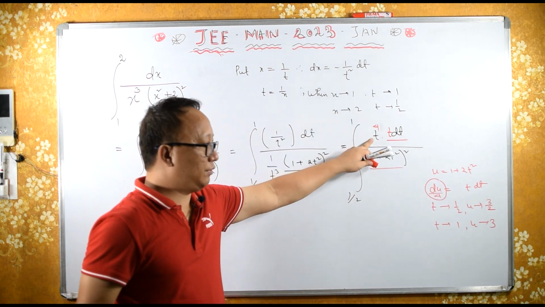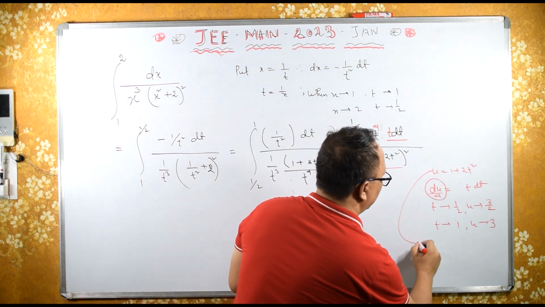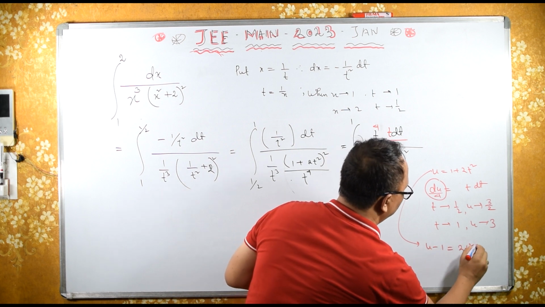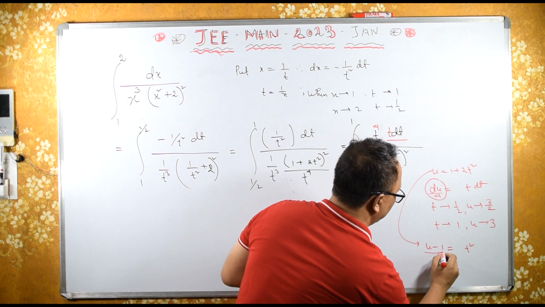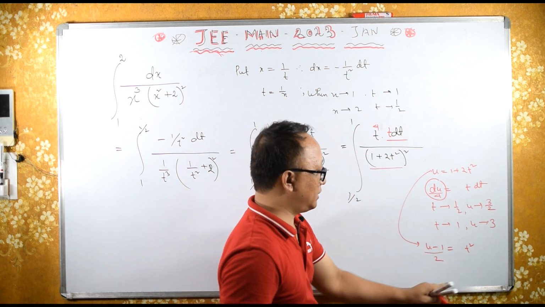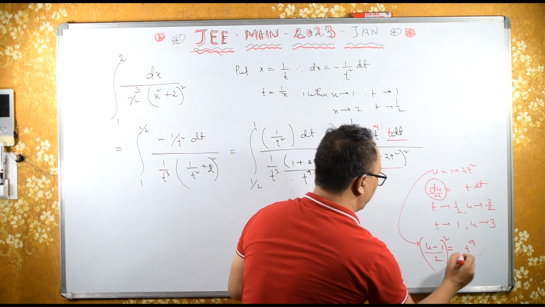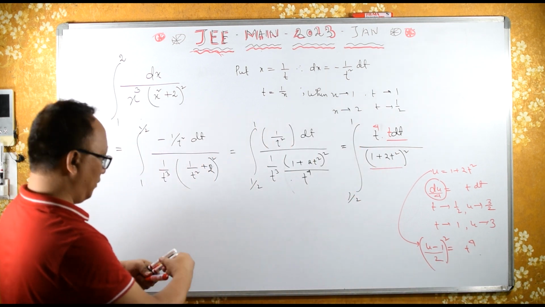So, we need to find t4. From here, u minus 1 is equal to twice t square. So, I can send the 2 down. So t square is this; squaring both sides, it becomes t4. Therefore, let's substitute all this over here.